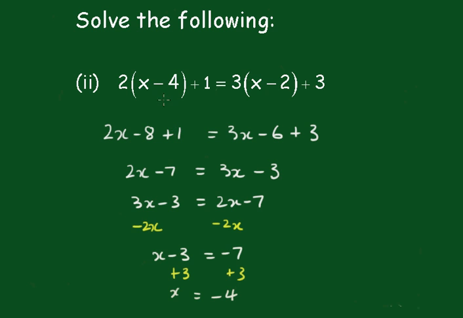Now, if you like, you can go back in here and check your answer. So putting minus 4 back in there, that becomes minus 8. 2 times minus 8 is minus 16, plus 1 is minus 15 on this side. Putting minus 4 in here, minus 4 minus 2 is minus 6. 3 times minus 6 is minus 18, and plus 3 is minus 15. So you know you're correct.